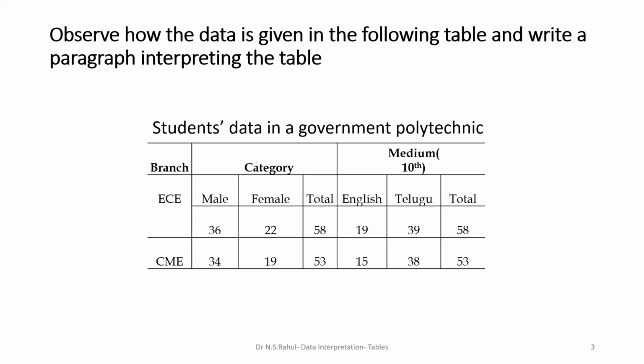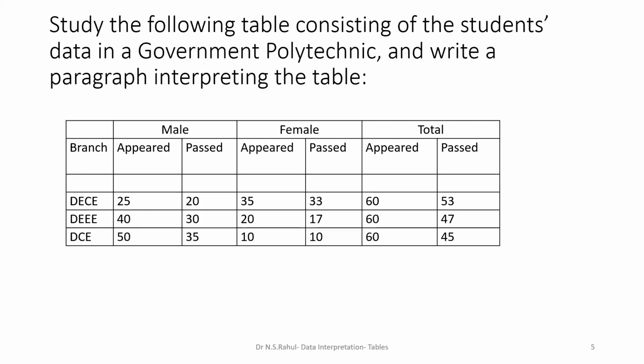Comparison between ECE and CE, and comparison between male and female. There are 3 branches, sir. Out of these 3 branches, DECE have passed 53 members. Means this batch has passed more when we compare with these 2 branches. Okay, that is one point. And these 3 branches have appeared equally, 60.